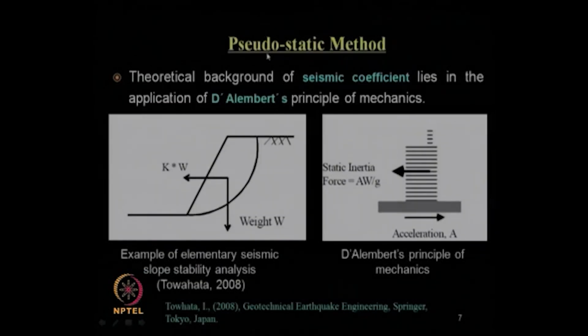Then we introduced the pseudo-static method, which was originally proposed by Terzaghi in the year 1950. This is nothing but a coefficient which is multiplied with the failure soil mass, which will give the seismic inertia force. So, this is the additional destabilizing force. As we can see from D'Alembert's principle of mechanics, if there is an acceleration a, the corresponding equivalent static inertia force will be a W by g, where small g is acceleration due to gravity. For the details, the book of Towhata can be referred to.